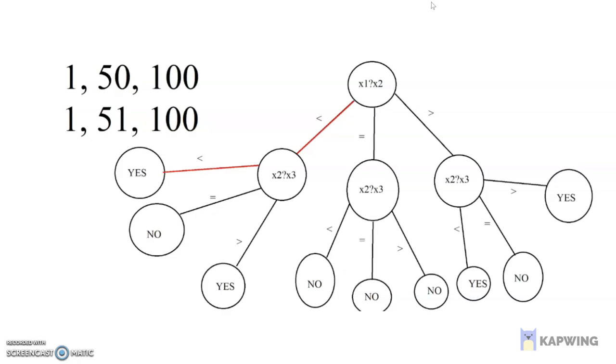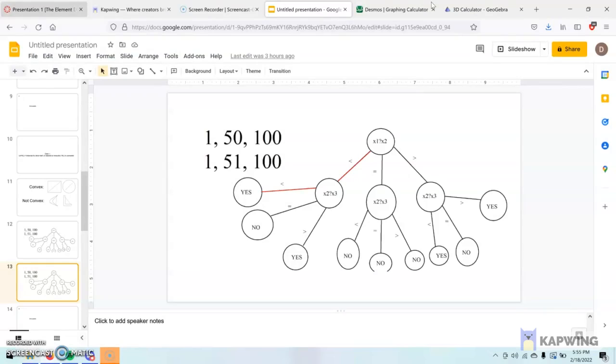So 1 is less than 50, just like 1 is less than 51. 50 is less than 100, just like 51 is less than 100. We can also apply this to the graphical representation mentioned earlier.